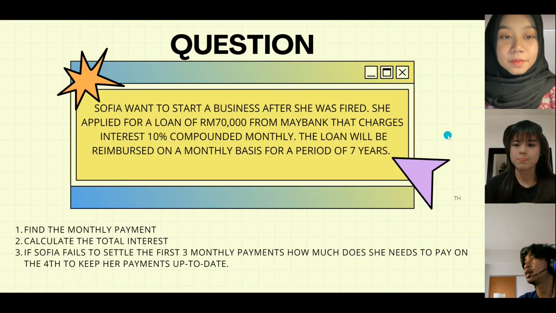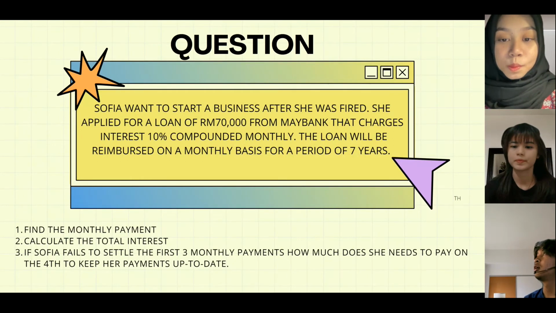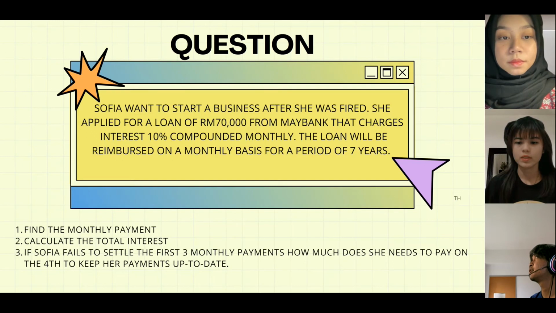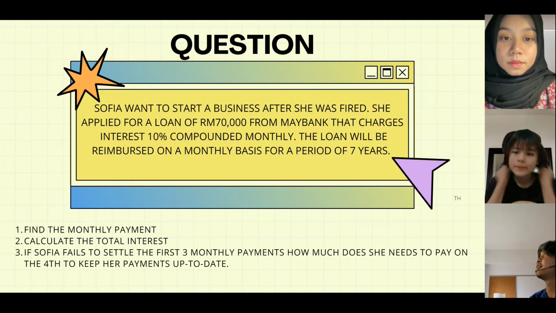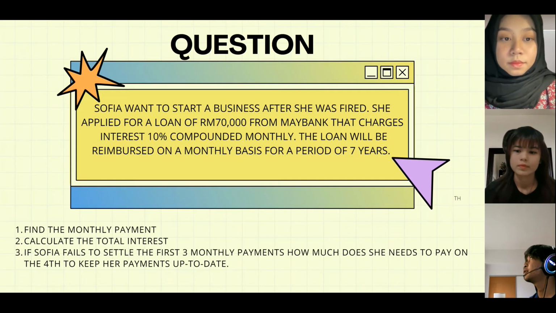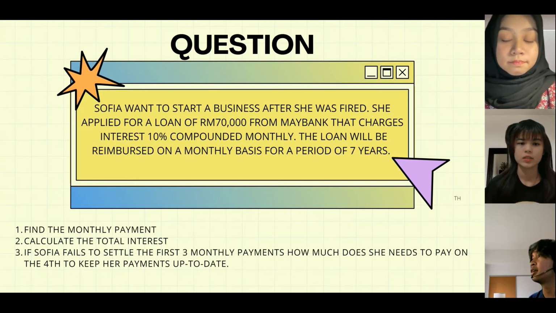So, I will continue. For the question, the question that we create is Sophia wants to start a business after she was fired. She applied for a loan of RM70,000 from Maybank that charges interest 10% compounded monthly. The loan will be reimbursed on a monthly basis for a period of 7 years.